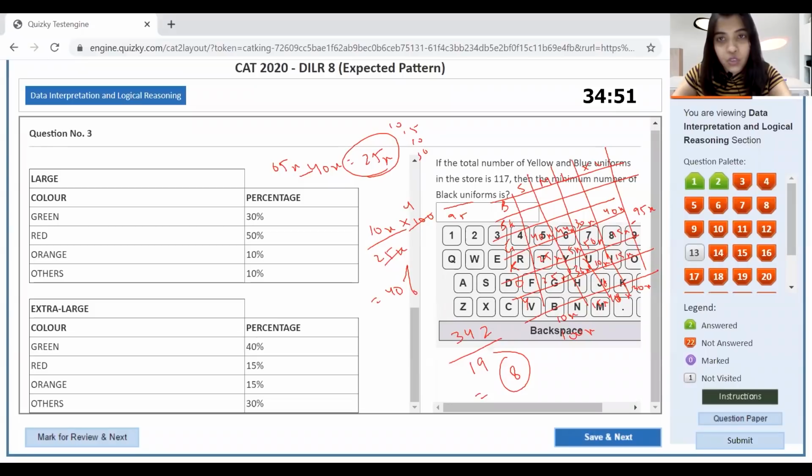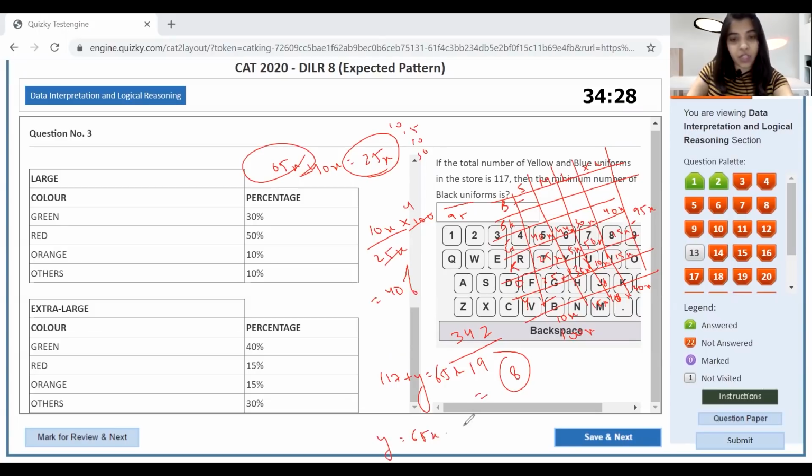Right. If the total number of yellow and blue uniforms in the store is 117, then what is the minimum number of black uniforms? So 117 plus, let's assume the number of black uniforms is y, is equal to 65x. So we have some sort of special equation here. y is 65x minus 117. Minimum would be when this value is minimum and such that y is positive. So x would be 2, 130 minus 117, 13. Our answer is 13.